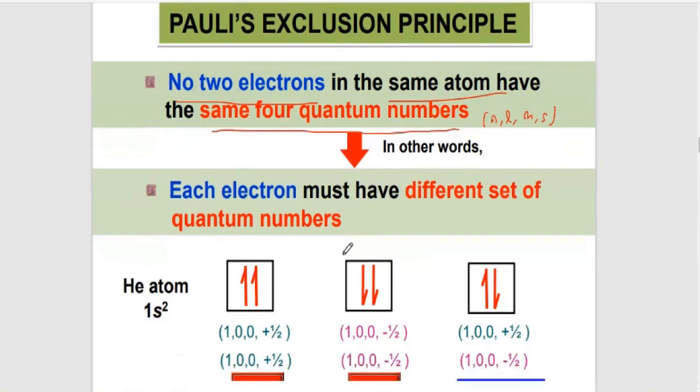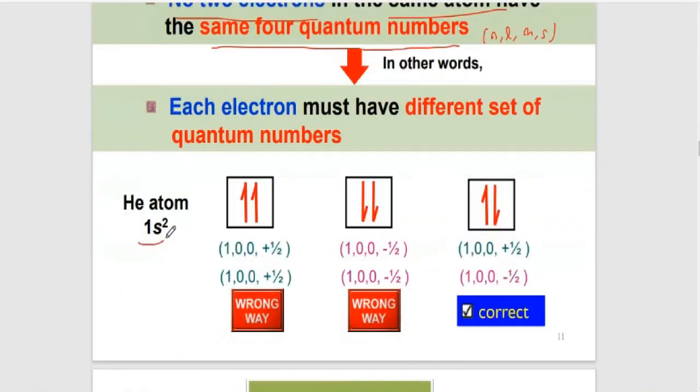Okay. For example, 1s2. We look at 1s2. N equal to 1, L equal to 0, M equal to 0. But when go for S, one is positive half, another one is negative half. Must be opposite sign. So that's why this one is the wrong way. So this is the correct way.